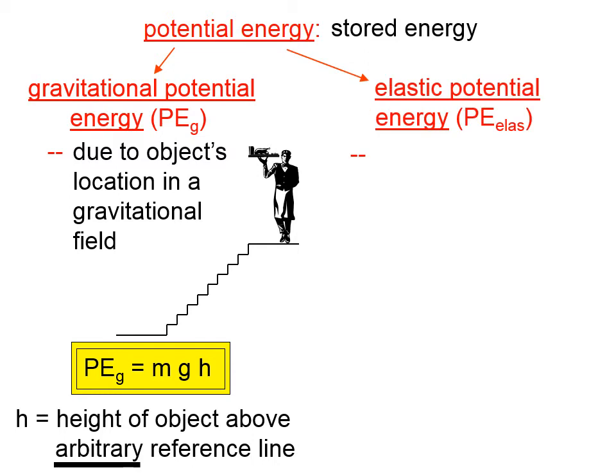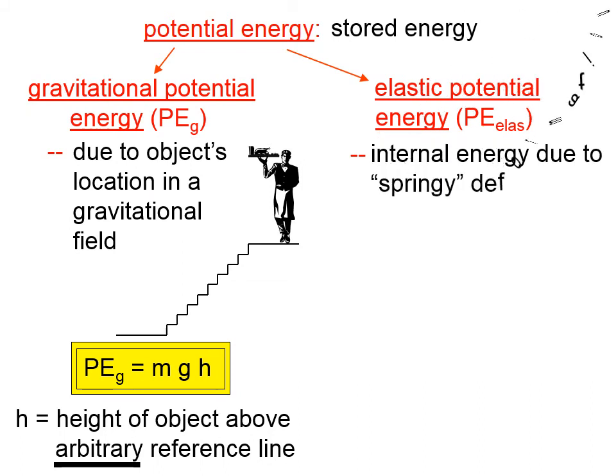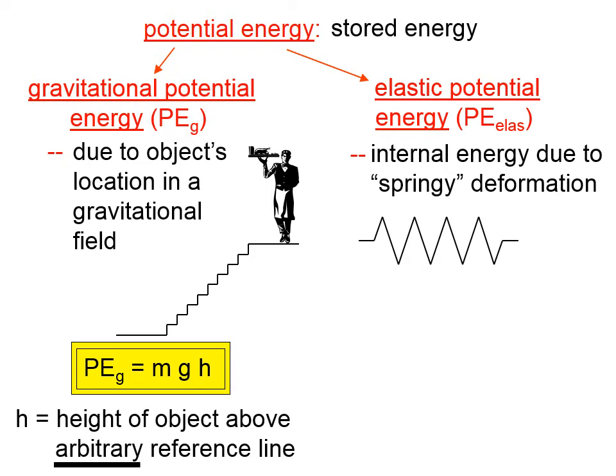The other type of potential energy is elastic potential energy, which I'll symbolize PE elas. Elastic potential energy is the internal energy due to springy deformation. Typically when we think of elastic potential energy, we're thinking springs. The top picture here is my model of a spring that has its natural length. And what we've done here in the lower figure is we've grabbed one end of the spring and we've pulled on it, and it's stretched.